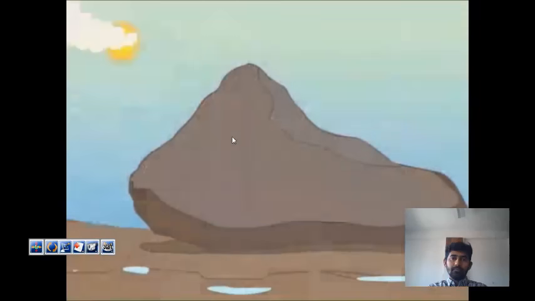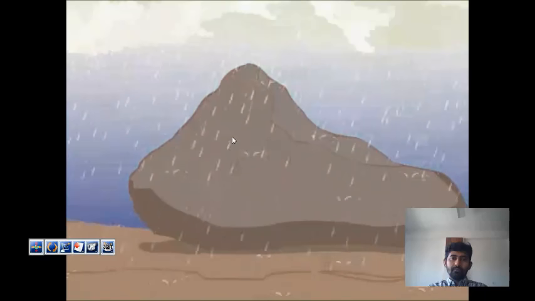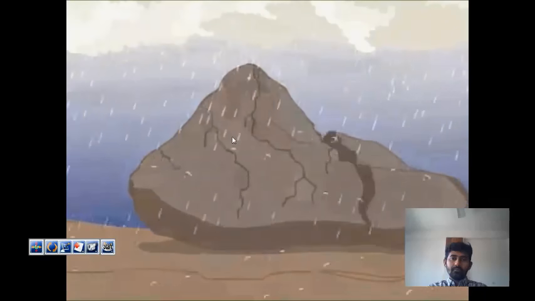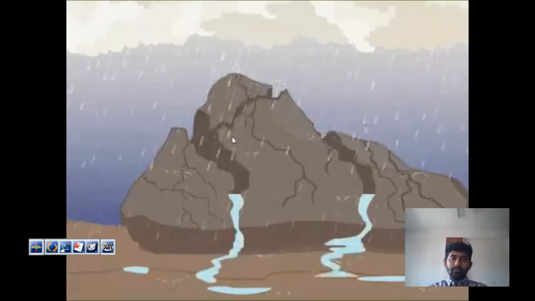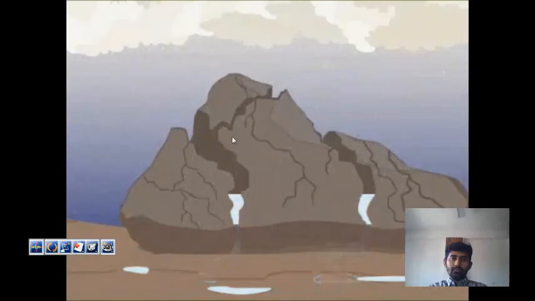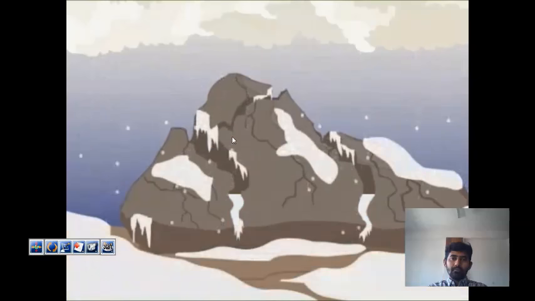The alternate heating and cooling over a long period of time cracks the rocks in the following manner. Rain falling over heated rocks causes them to break due to sudden contraction. The rain collects in these cracks and may freeze in winter, forming ice. The ice in the crevices expands, causing the rocks to break into smaller pieces.